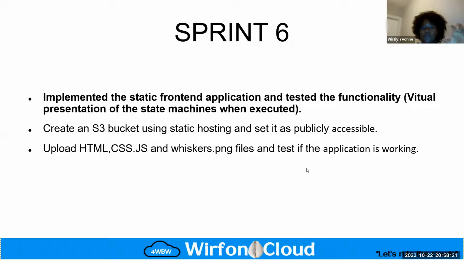So if you want it to be publicly accessible, you have to do it by yourself. And when we created the S3 bucket, we uploaded these 4 files: the HTML file, the CSS file, the JS, and the Whisker image. The HTML file just contained the definition of the front end website, and the CSS showed the style sheet that controls the look of the application.